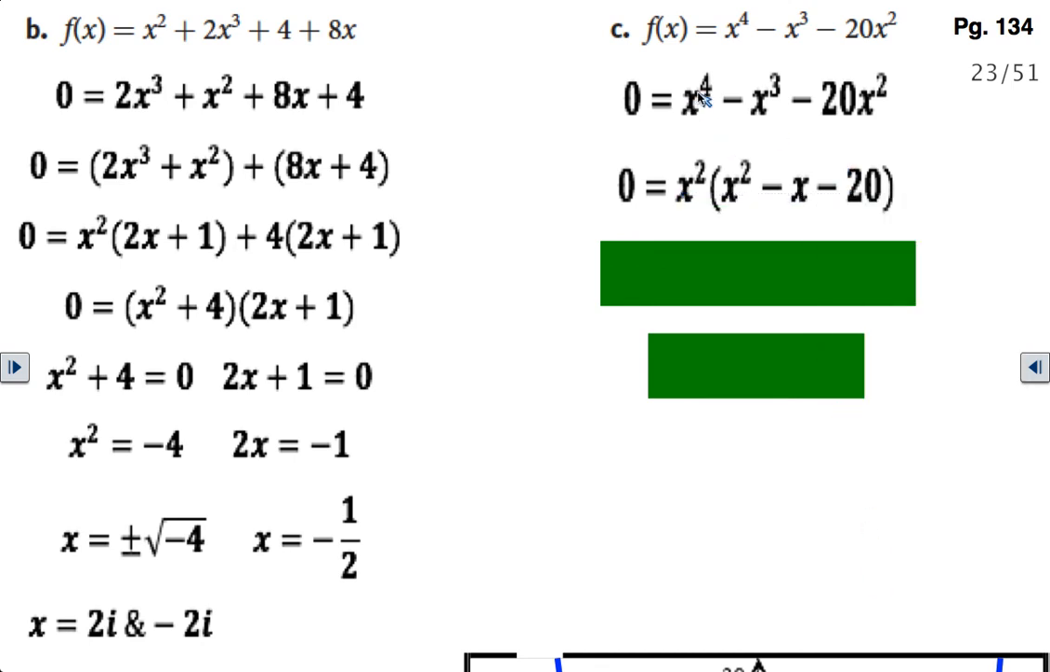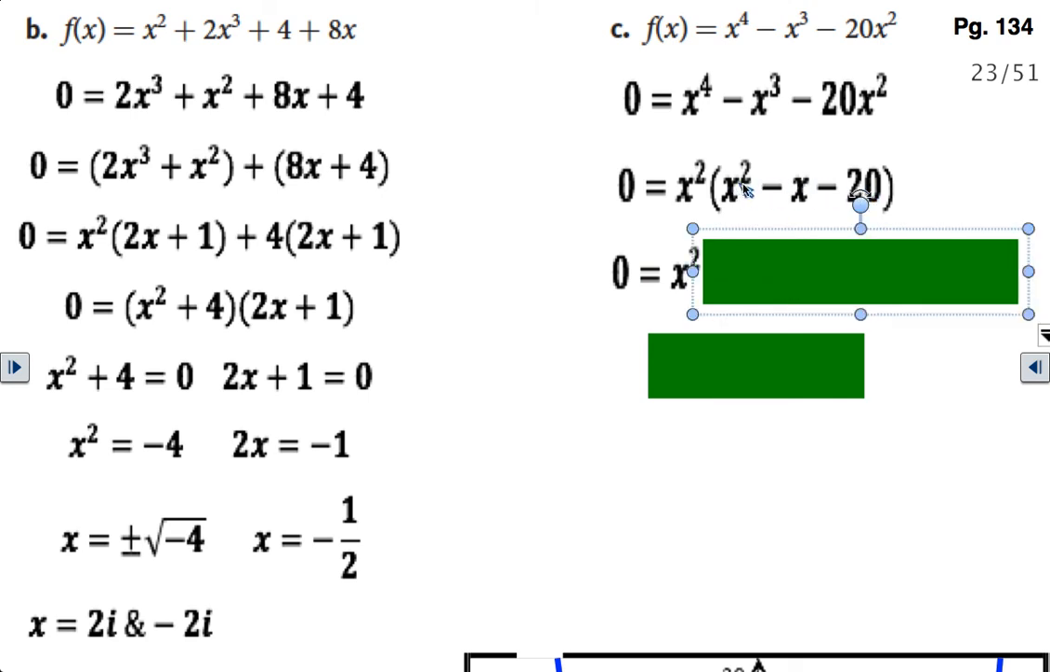Notice for my terms, I just subtract 2 from each of these terms. So x to the 4th power becomes x squared, x to the 3rd power just becomes x, and then this just disappears completely. All right, so now I have x squared, but I also need to go ahead and factor this.